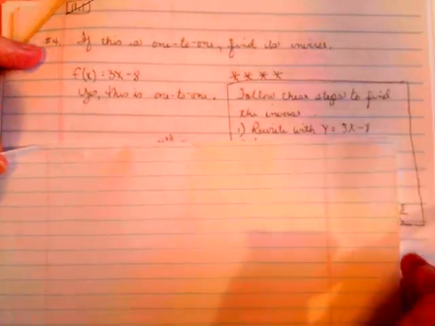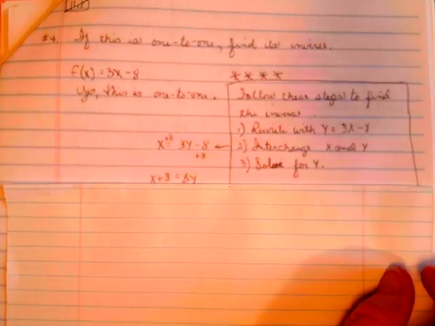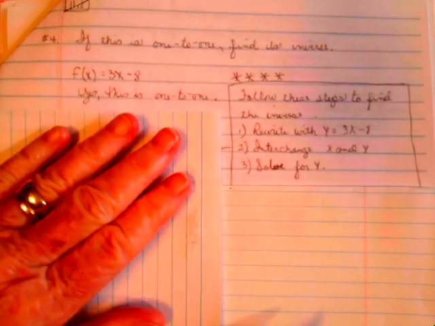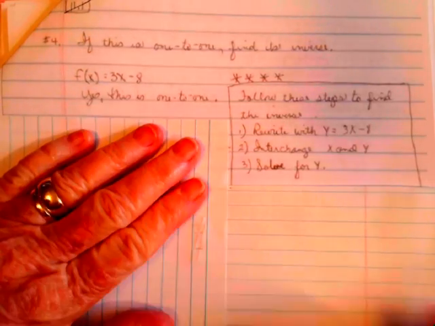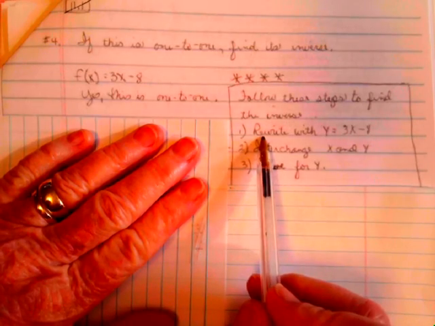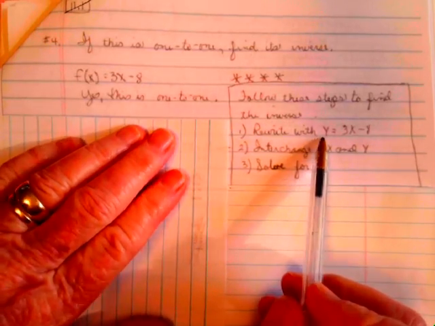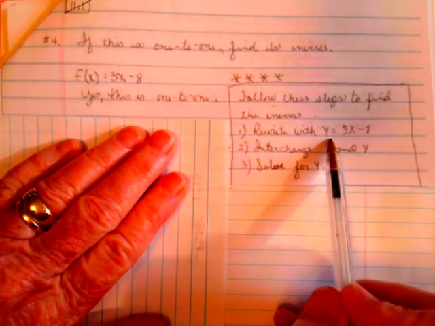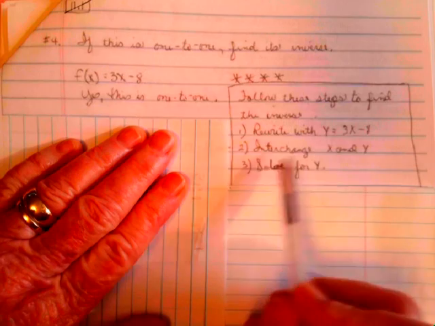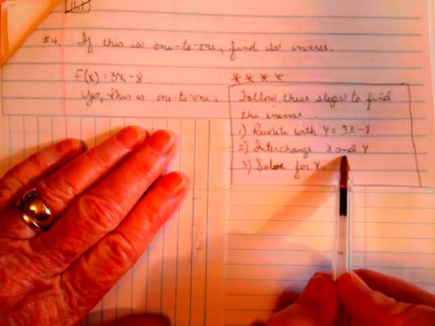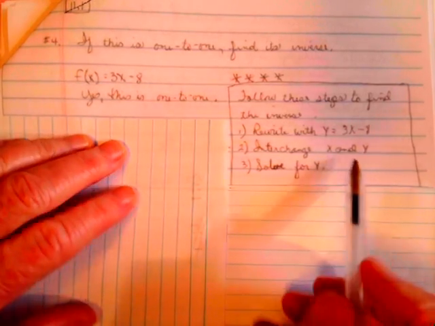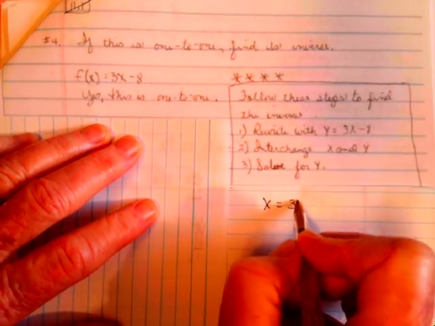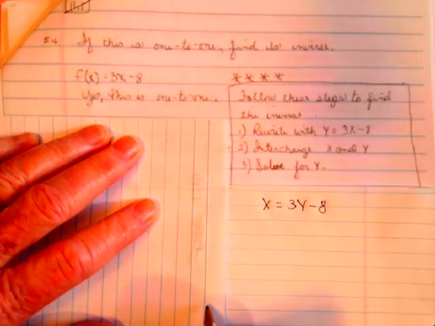When you're going to write the inverse of a function where they have given you that function as an expression, you follow these rules. First one is to rewrite that instead of f of x, write it as y equals. So we have y equals 3x minus 8. Step 2, interchange x and y. So I now have x equals 3y minus 8.